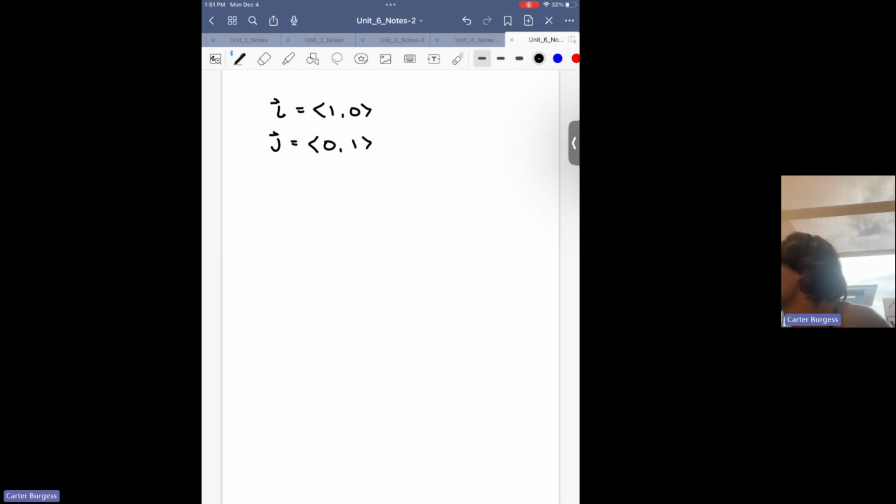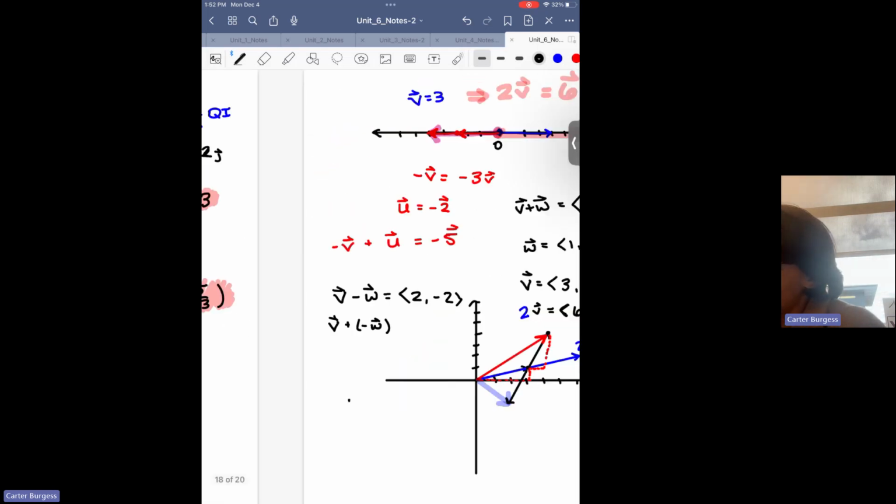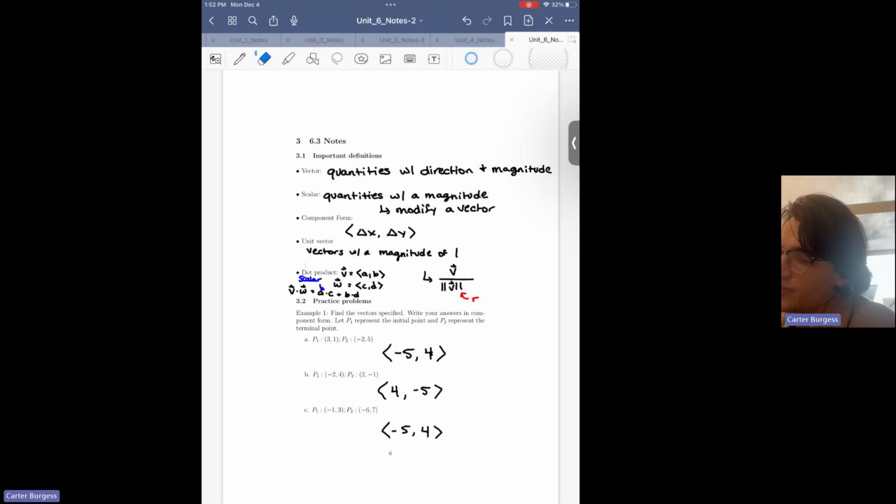These vectors, which have been stripped of their magnitude, are called unit vectors. And an easy way that we can think of defining unit vectors is that these are vectors that have a magnitude of 1.